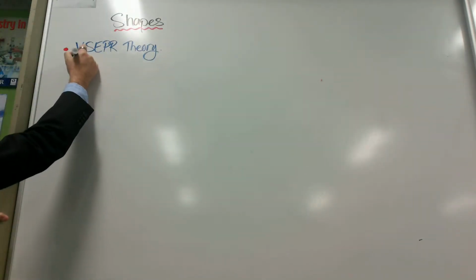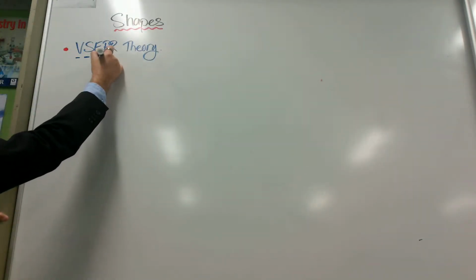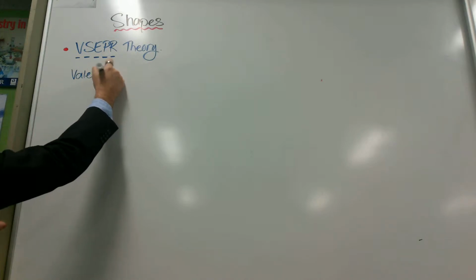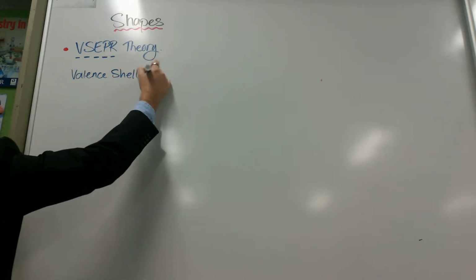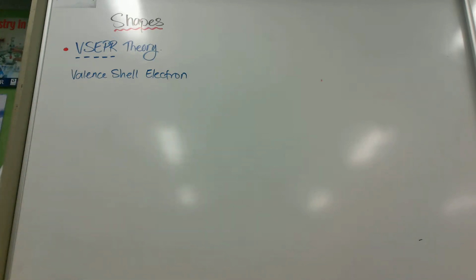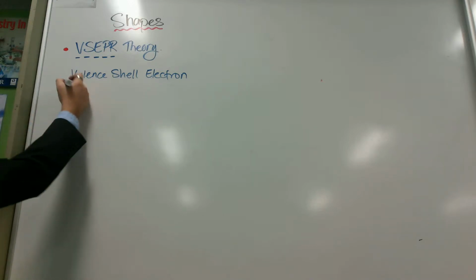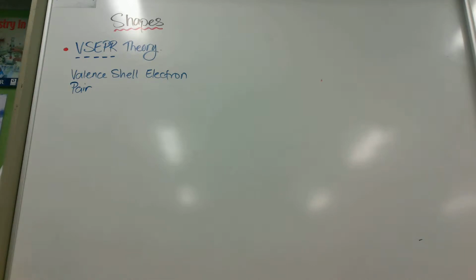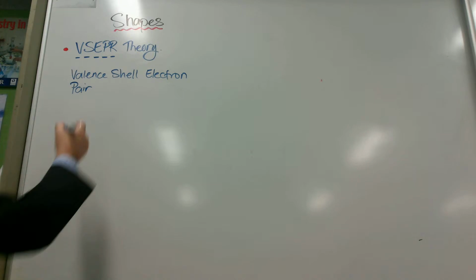It stands for valence shell electron pair repulsion theory. So it's about the valence shell electrons. It's about the fact that they exist in pairs, which we show using a Lewis structure anyway. And because electrons are negatively charged, they repel each other, so they try to get as far away from each other as possible.